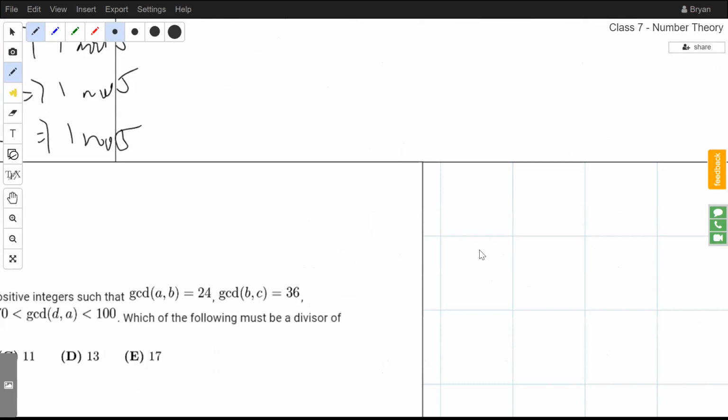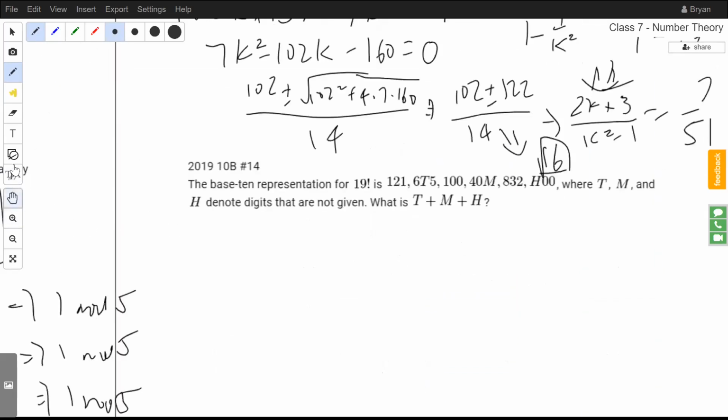So yeah, one more problem, a challenge problem. We have 19 factorial, which is this number right here. I want to find T, M, and H, which are the missing digits within this factorial, and I want to find their sum. It's actually possible.